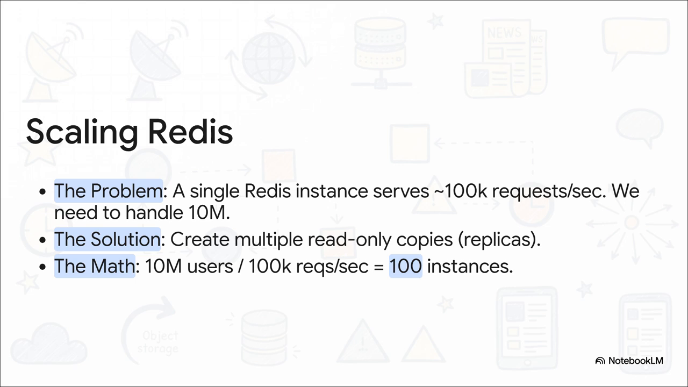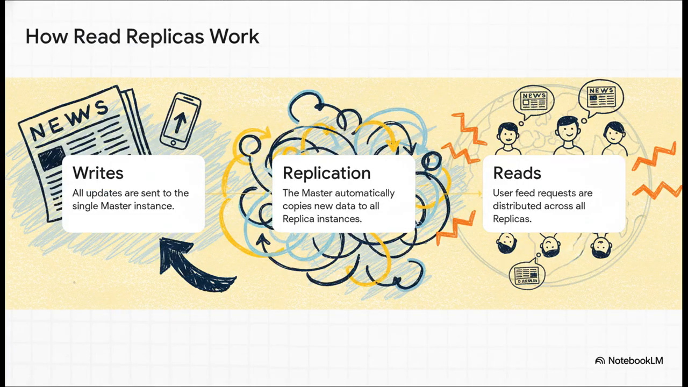So let's do some quick back-of-the-napkin math here. 10 million users divided by 100,000 requests per second is 100. We need the power of 100 Redis instances for that one region. The solution is something called read replicas. We just create dozens, or in this case 100, read-only copies of our main cache, and we spread the load across all of them. Here's how that works.